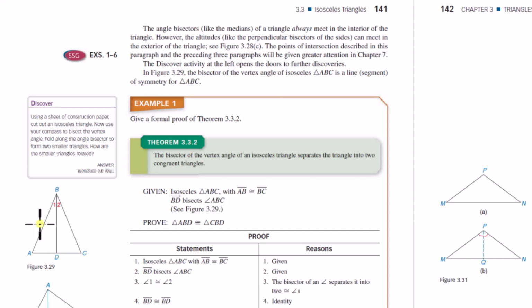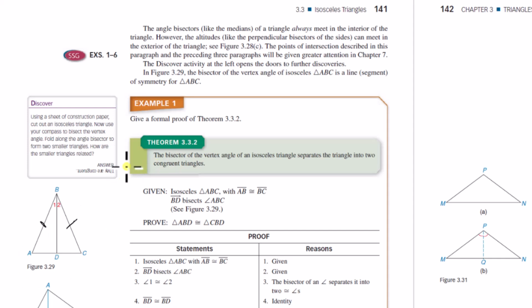So, okay, here's triangle ABC. They're telling us it's isosceles with vertex angle B, so that means these are the two legs. They're congruent. Okay, and they're saying that if we add in the angle bisector auxiliary line coming from vertex B, then this line is a line of symmetry for this entire triangle. So that's interesting. Is that just for this specific isosceles triangle or for any isosceles triangle in general?